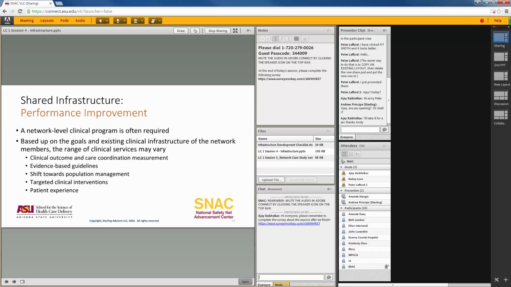We mentioned that a network level clinical program is pretty much required, even if you're not immediately looking to contract together. And that's just because the ability to do this work really is predicated on improving patient outcomes, clinical, financial, and experiential outcomes. The goals and what existing infrastructure might exist really determine what types of additional programs.